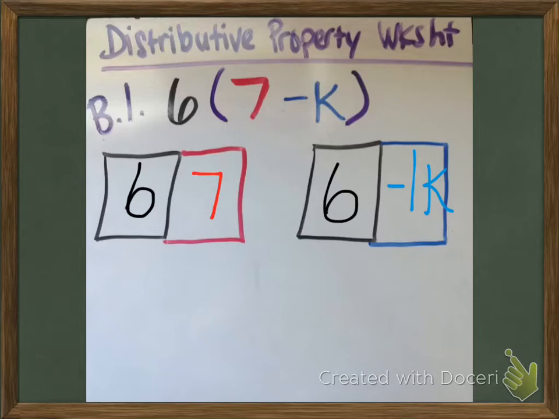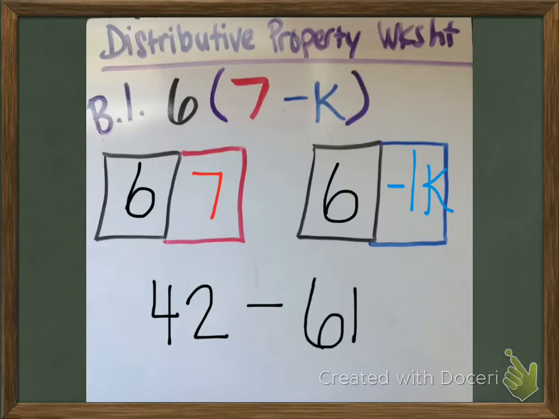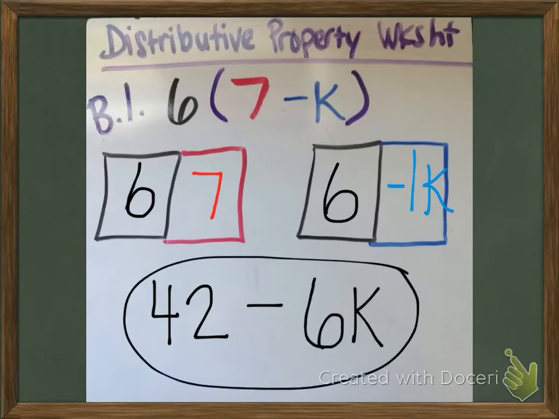Now solve it. A positive 6 times a positive 7 is a positive 42. A positive 6 times a negative 1 is a negative. 6 times 1 is 6, and bring down your k. Your answer is 42 minus 6k.